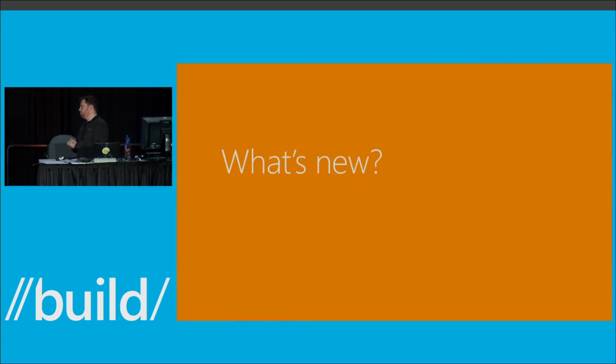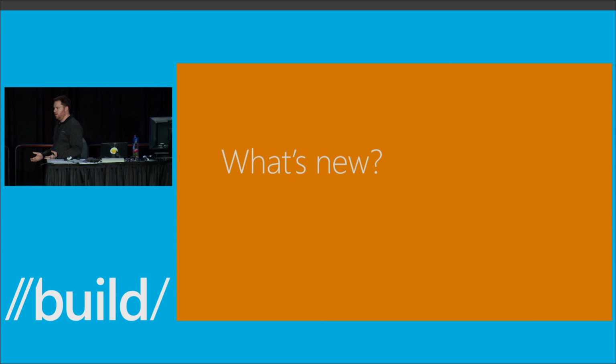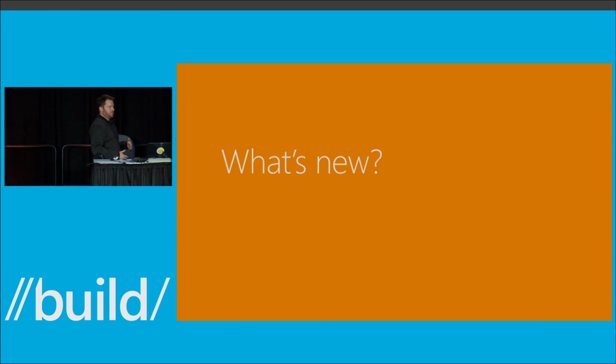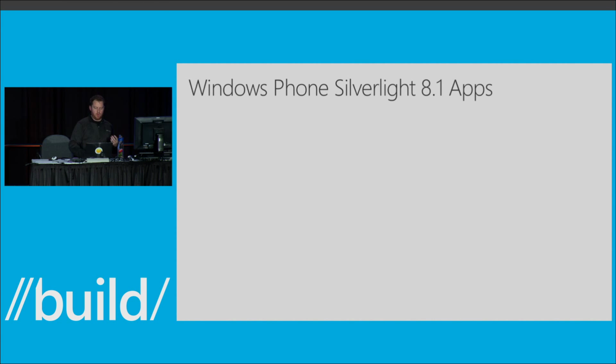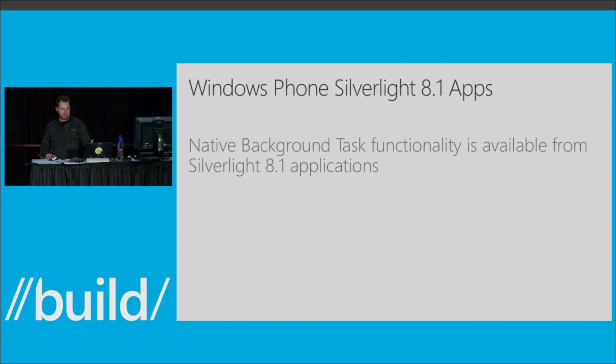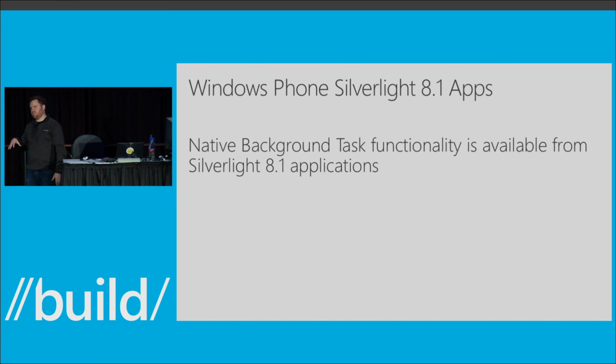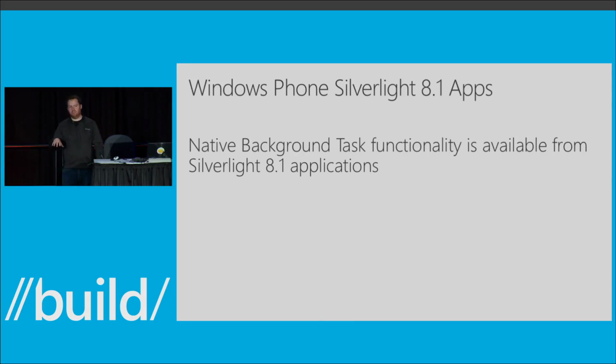So that's great. But if you've been developing for Windows Store applications, that's not new. You guys have done that before. What's new? First of all, the important thing, I'm sure you've been to some of the sessions where they mentioned Silverlight 8.1. We've added all this background infrastructure functionality to Silverlight 8.1. So you can protect your investment in your existing Silverlight applications if you upgrade them to Silverlight 8.1. You can then use all of this new background task functionality.